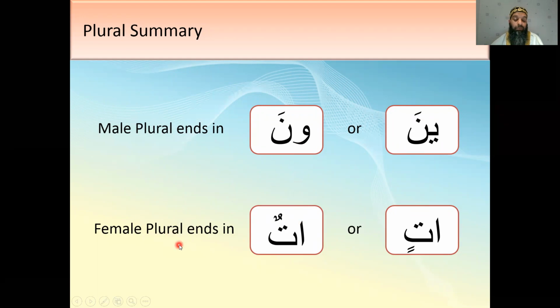Right? Female plural endings are atun, atin. Again, female come less in the Quran because there's certain specific times when Allah subhanahu wa ta'ala addresses just the females alone. There are times, of course, but the majority of the time it's male plurals. But learn them both. Atun, atin means plural for feminine words.